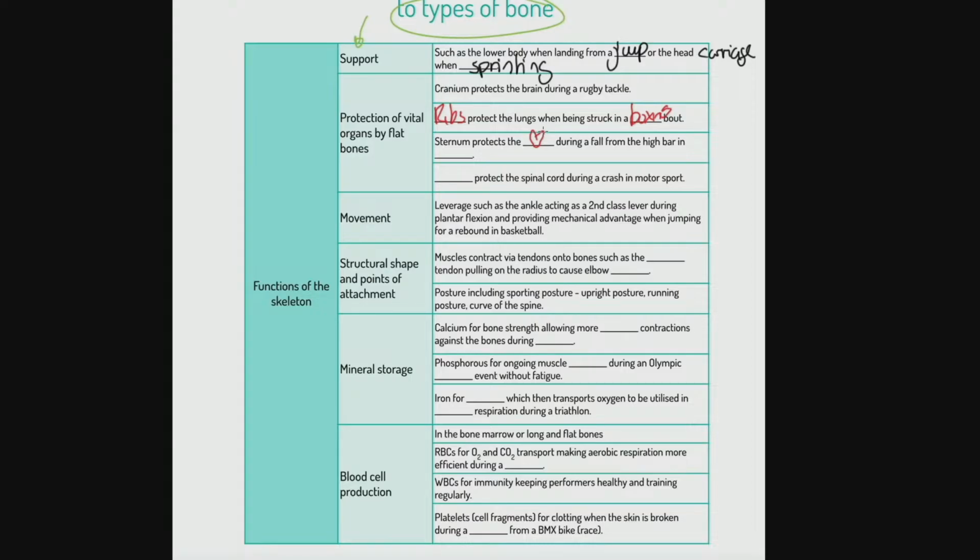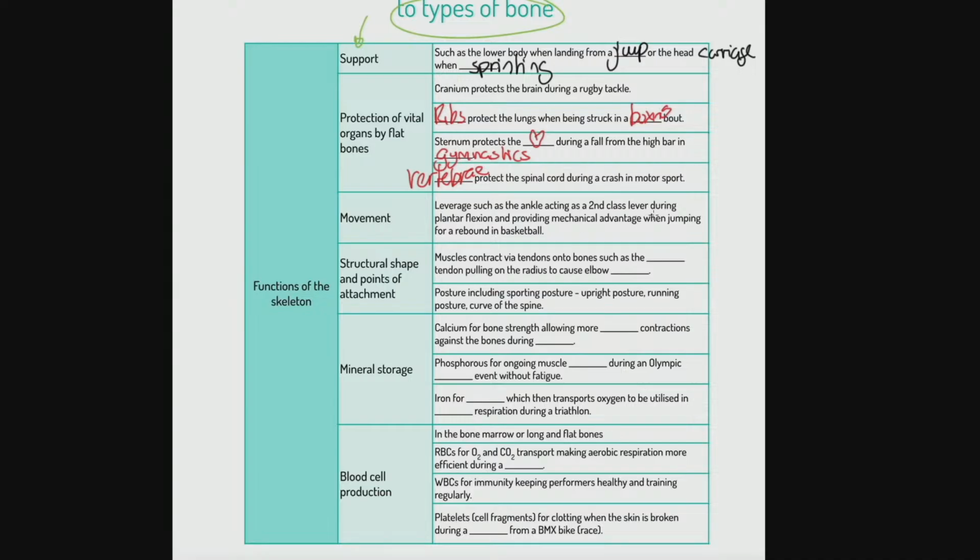Oh, it's cute. It's not February 14th, but the heart. That's a heart. What do you mean it's not a heart? It's a heart. Protects the heart during a fall from the high bar in, and I'm going to say gymnastics. Obviously, that would be the case. If you land on your chest, your sternum's going to protect your heart, clearly. And then finally, for protection, something protects the spinal cord. And of course, what we've got here are the vertebrae. One of the ones, and I might use this later on, one of the ones I think is a really nice one is the pelvis, protecting the reproductive organs, for example. There's a nice one to remember as well. Movement.